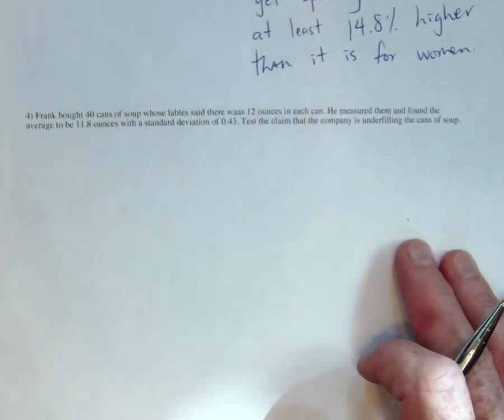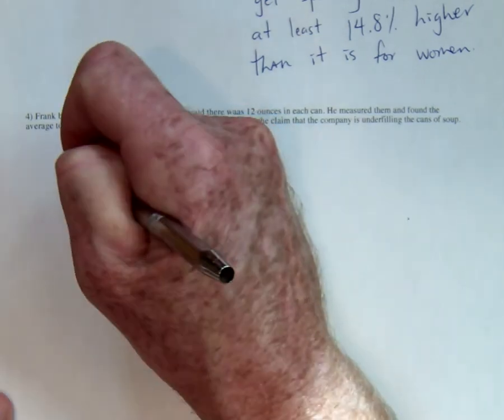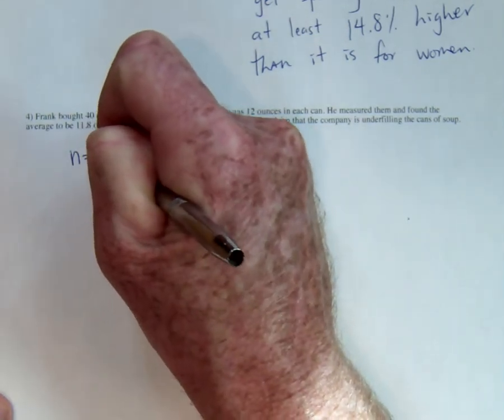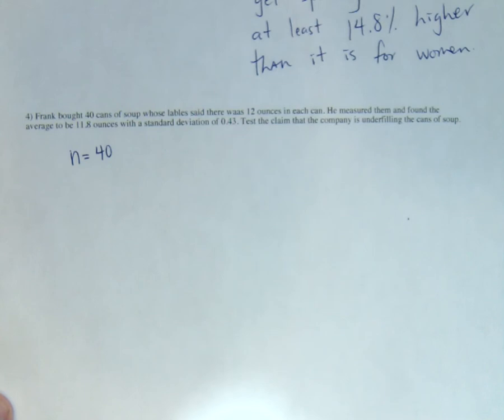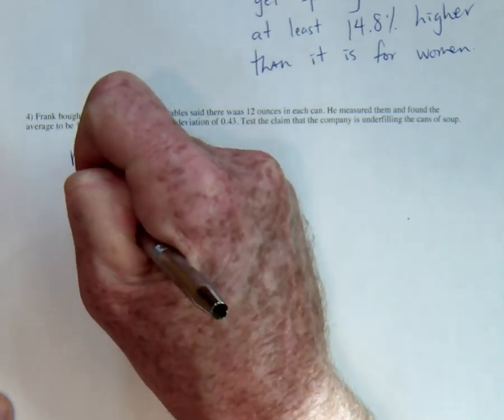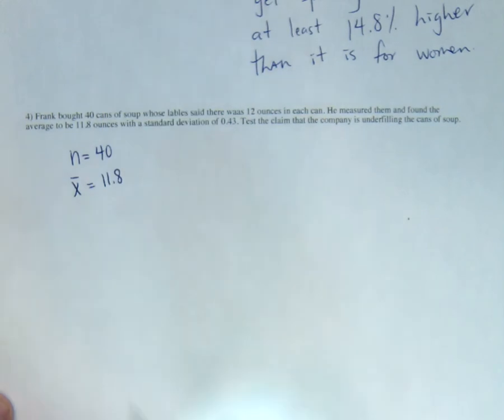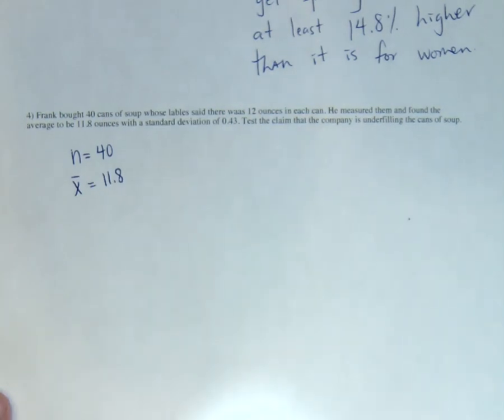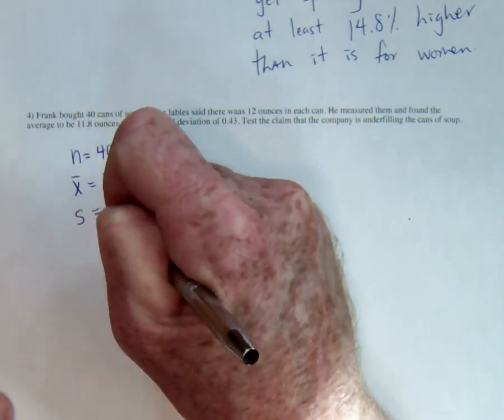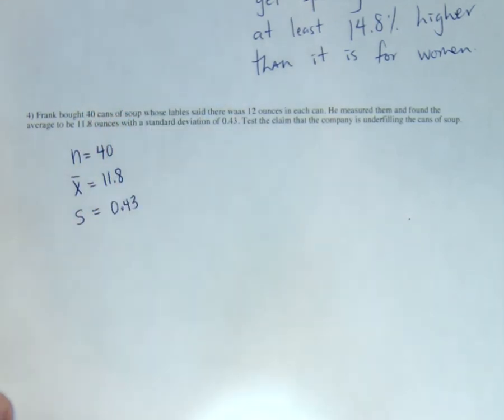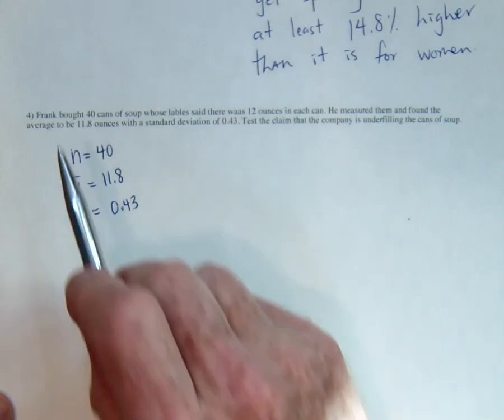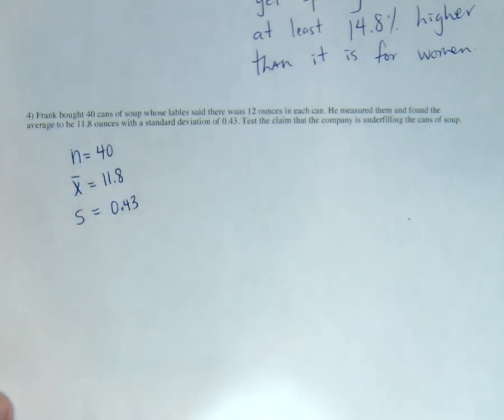So Frank bought 40. I can stop right there and write sample size equals 40. Soup cans. So he found that the average was 11.8 ounces. Wow, this guy really doesn't have anything better to do, huh? Standard deviation is 0.43. And that does say Frank, that doesn't say Greg. That's not me, all right?